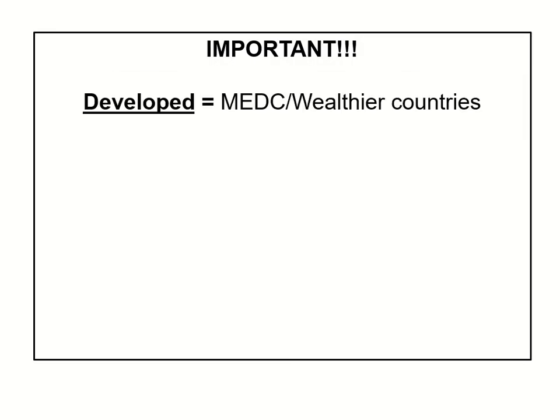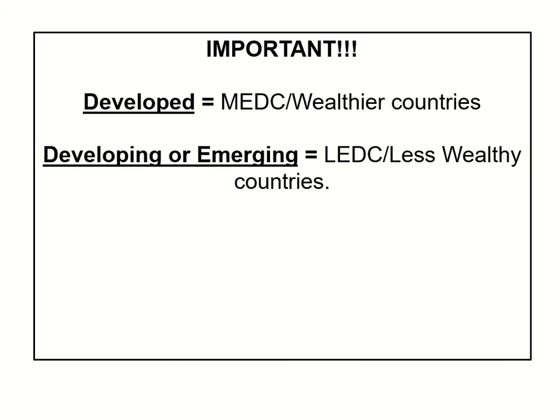Now, what's important to point out early doors is the difference between this term developed and the terms developing and emerging. Developed countries and cities in developed countries tend to be wealthier, and they're sometimes called more economically developed countries. When we talk about these ones, we are definitely referring to Norwich. Okay, developing or emerging absolutely only refers to Mexico City.